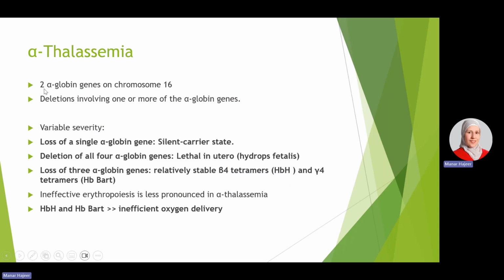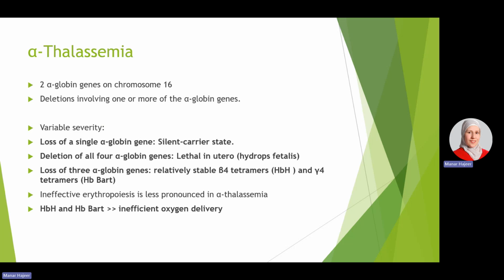In alpha thalassemia, we have 2 alpha globin genes on chromosome 16, so in total we have 4 alleles for the alpha globin. Mutations in alpha thalassemia are different from the point mutations in beta thalassemia. Here, the mutations are deletions, in which the whole gene is deleted. We have 4 alleles, so one of them or more will be deleted, and this will be reflected by different manifestations or types of the disease with variable severity.